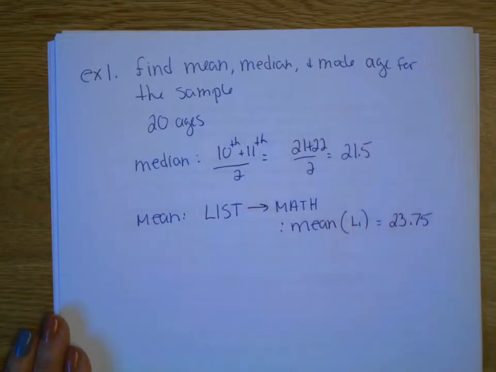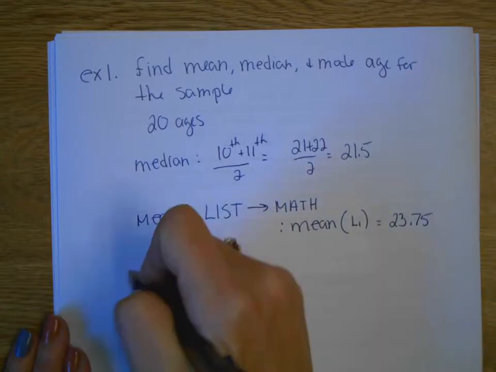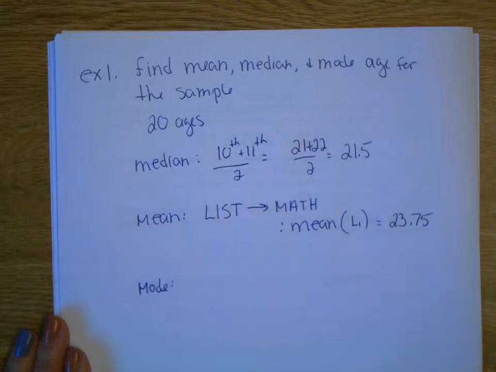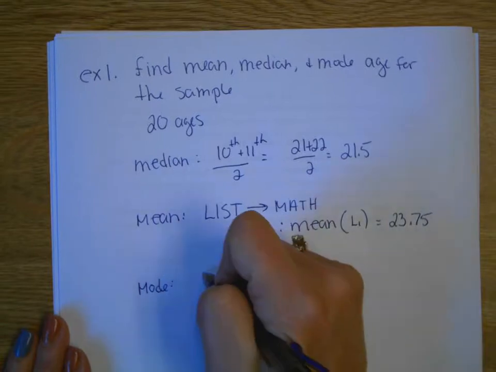And then mode, there is no mode on here. You have to actually look at the list and see what the mode is. I think it's 20. I'm thinking you are correct. Yeah. 6 20s. Yep. So 20 is the mode.